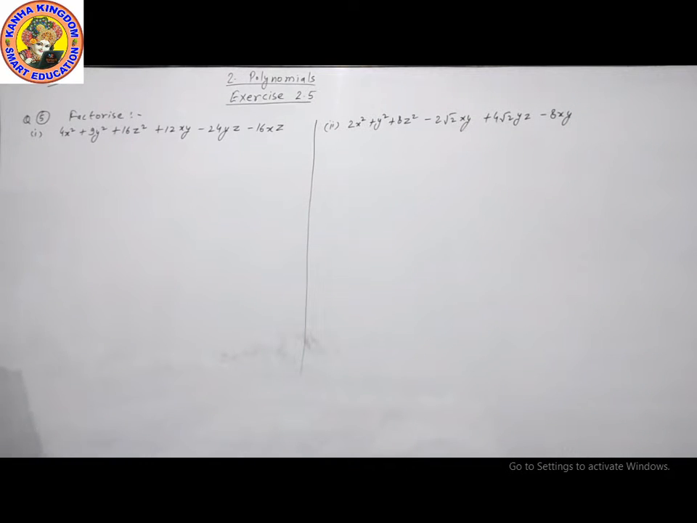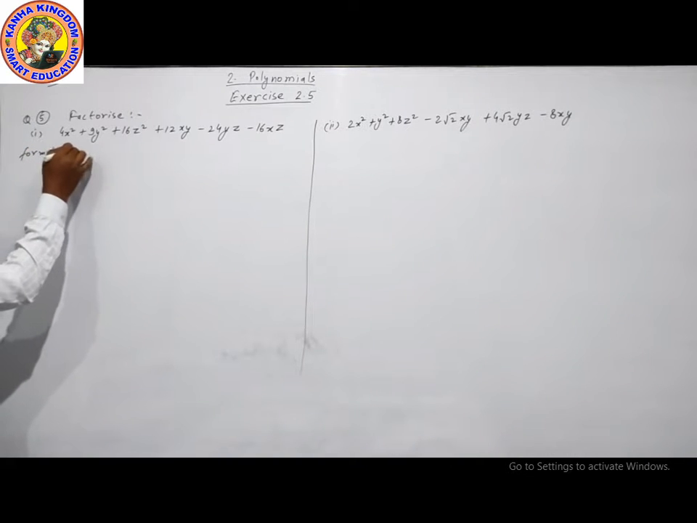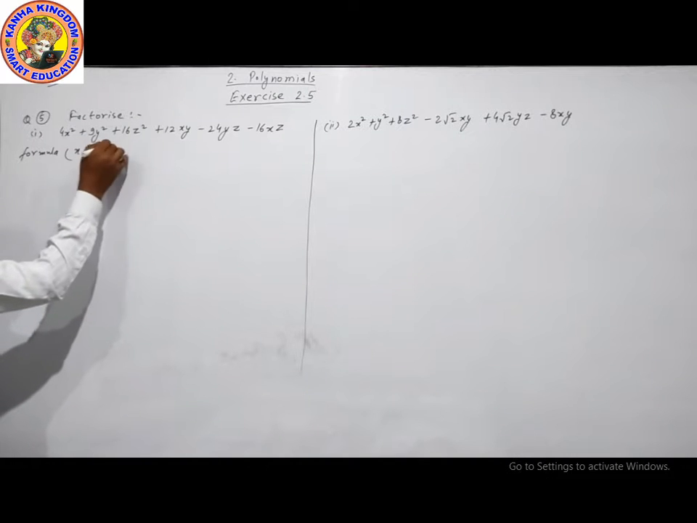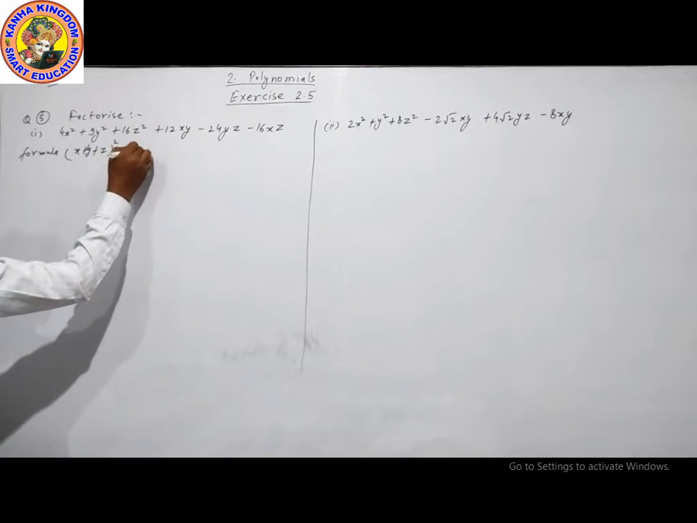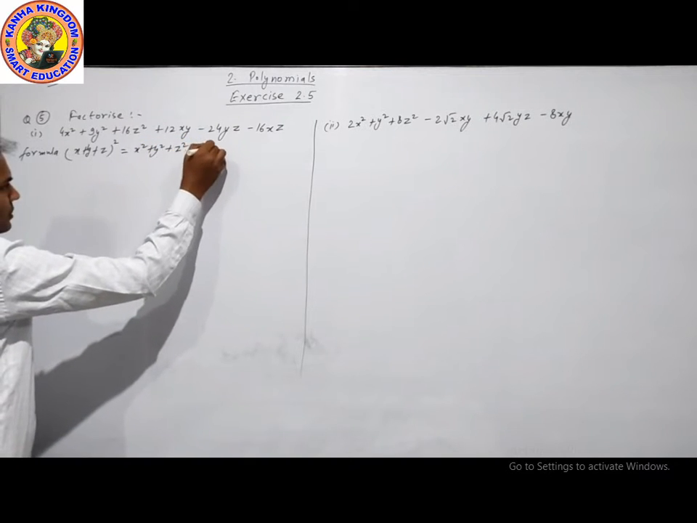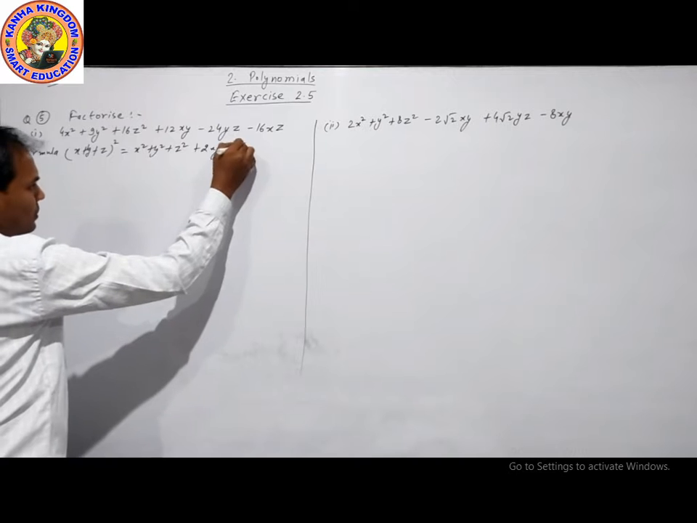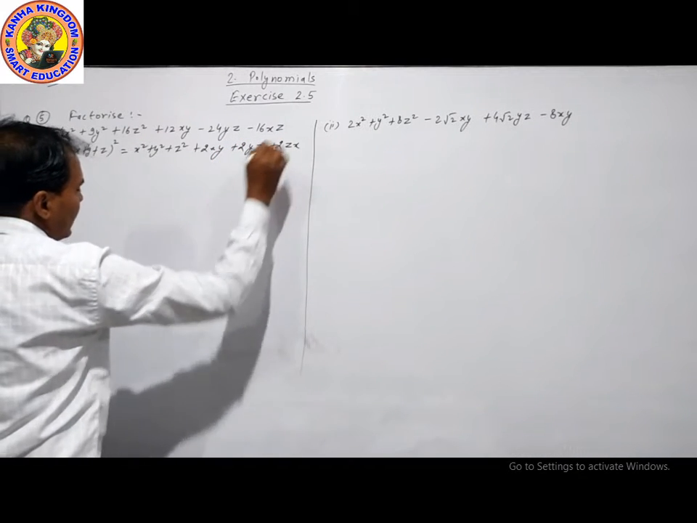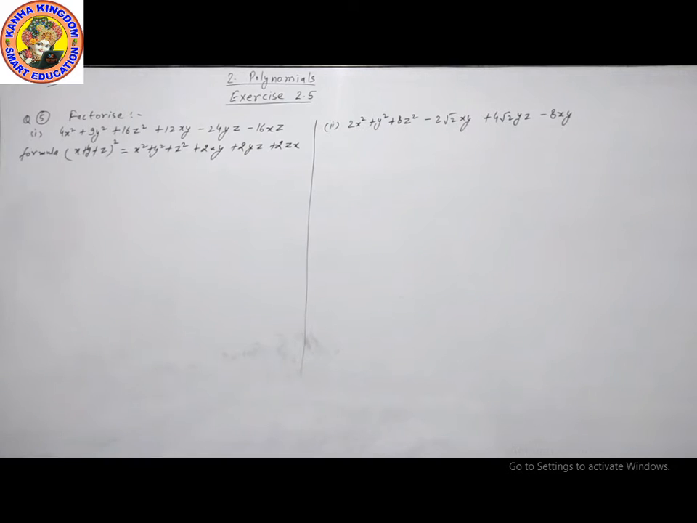The related formula of this identity is: x plus y plus z whole square is x square, y square, z square, 2xy, 2yz, 2zx. Now we will convert this formula in these terms.